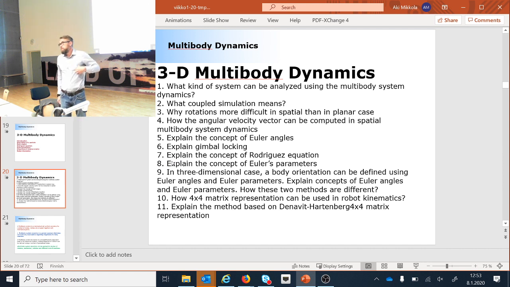That's something you can learn today. And then the second one: how the angular velocity vector can be computed in spatial multibody dynamics. You're not going to learn it today, but a little later. Explain the concept of Euler angles. You can learn it today. Then explain gimbal locking. You can learn that today too. Then the concept of the Rodrigues equation that you're going to learn today. And then the concept of Euler parameters. Maybe if we have time, you can learn that too. But that's about it.